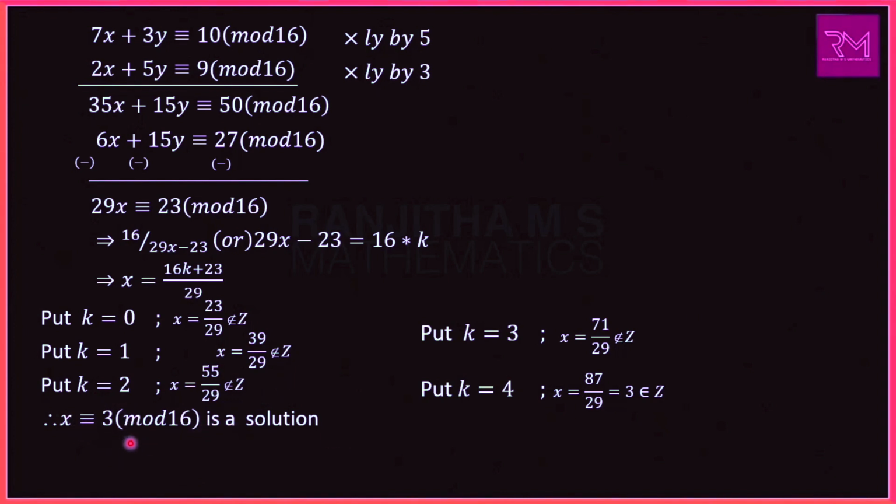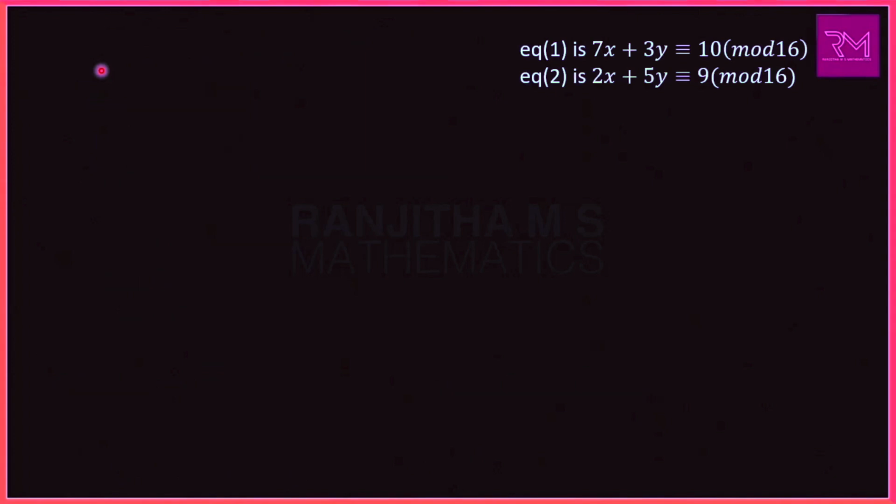Also we have to find the y value. For that, the next step is we have to put x is equal to 3 in equation 1 or equation 2, in the given linear congruences. So here equation 1 is 7x plus 3y congruent to 10 mod 16. Equation 2 is 2x plus 5y congruent to 9 mod 16. We can substitute x is equal to 3 in equation 1 or equation 2. Both are the same. So I am taking equation 2 and substituting x value as 3 here. Here 2 into 3 plus 5y is congruent to 9 mod 16.